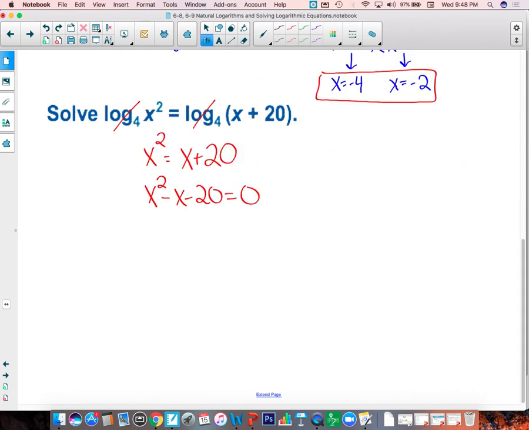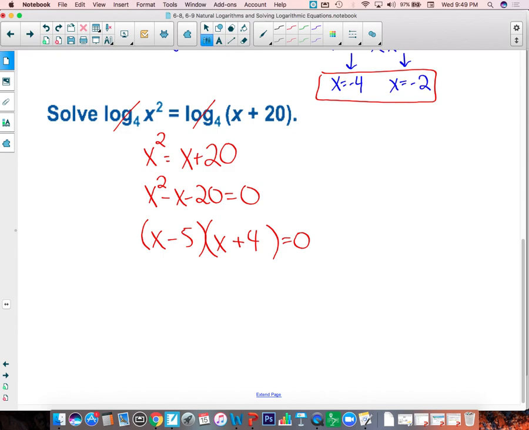Two numbers to multiply to give you a 20 and add to give you a 1. Well, you can list factors of 20, or you can just know that 4 and 5 are 20. You do 4 minus 5, you get a negative 1. So it'll be x there and there. We want a negative 5, positive 4.